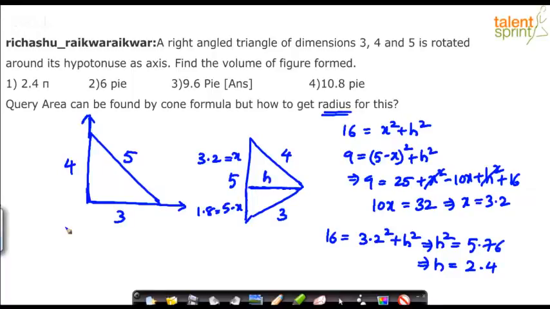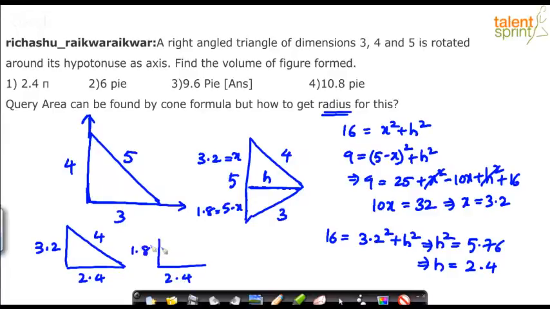Right? So if you observe, there are two cones. One cone has 4 as the slant length, 3.2 as the height, and the radius is 2.4. The other cone which will be formed has the same radius, 2.4, and its height will be 1.8. So find out the volume of this cone plus the volume of this cone. Are you able to follow now?